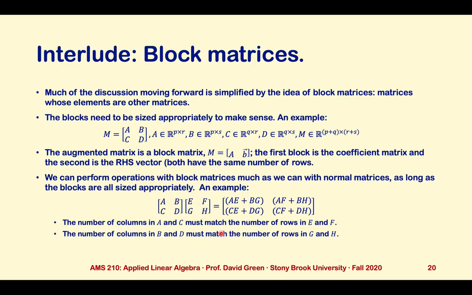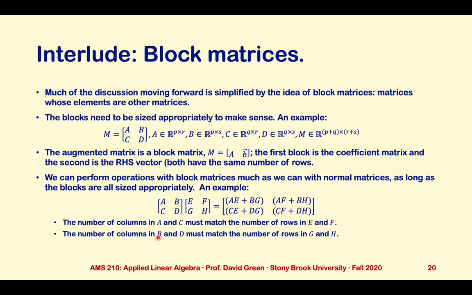In order for this to work out, of course, the sizes have to be correct, so these matrix multiplications are well defined. The number of columns in A and C have to match the number of rows in E and F, so that AE, CE, AF, and CF are well-defined products.